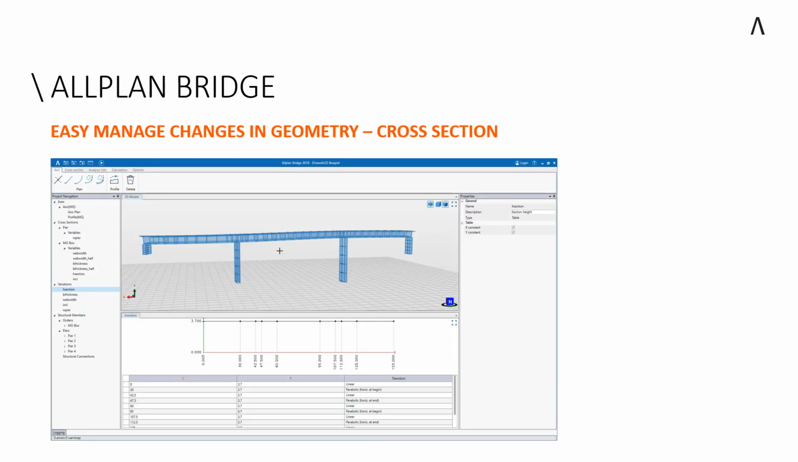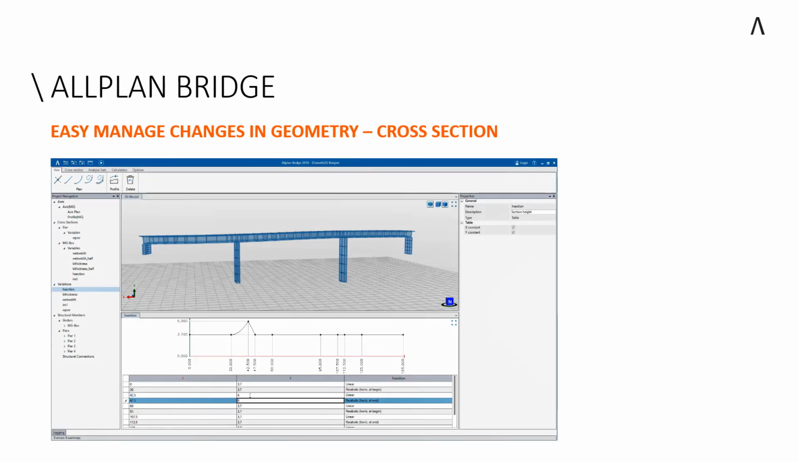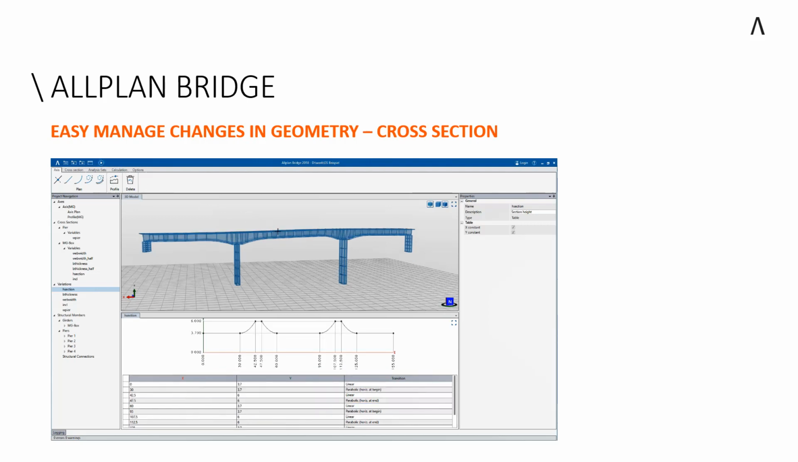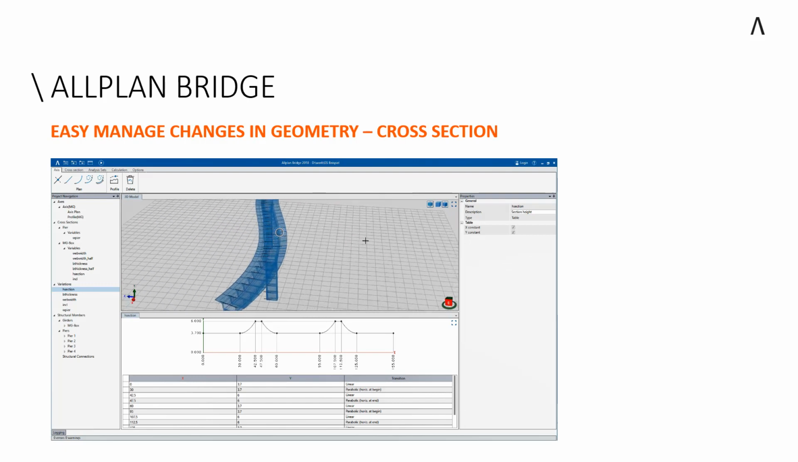So now let's say we have finished the modeling of our bridge, and now some changes occur that I want to introduce in my model. For example, I just have a constant cross-section height, and now I want to apply some variation to it. So I just go back to my table. I edit the values, and then in order to update my model, I need to recalculate, and you see that the changes are taken over immediately.